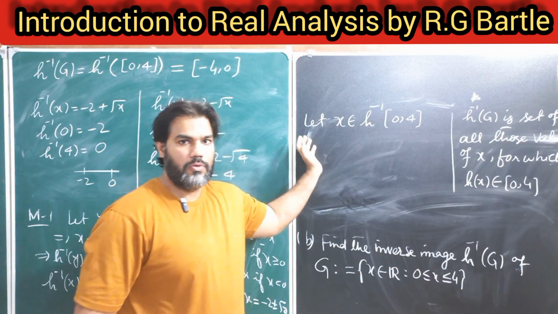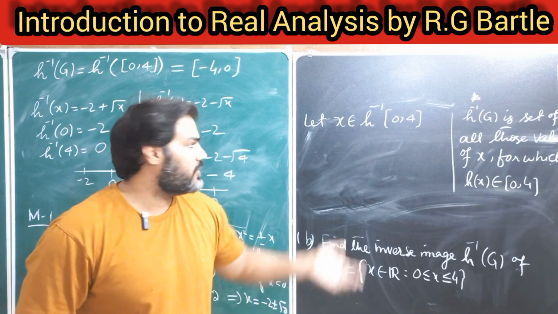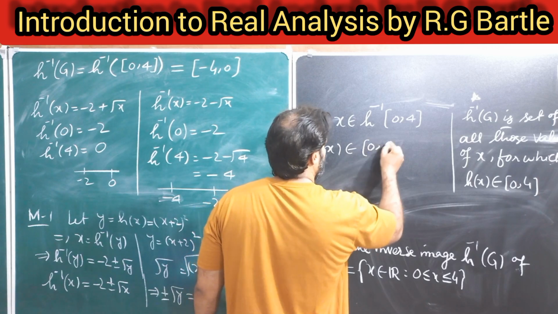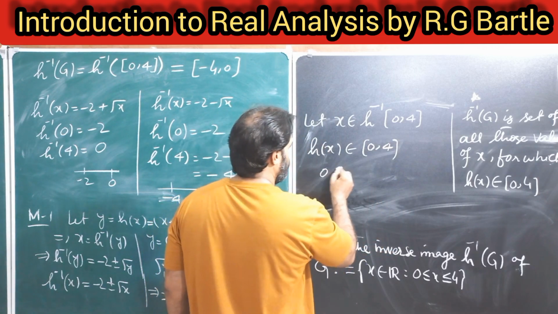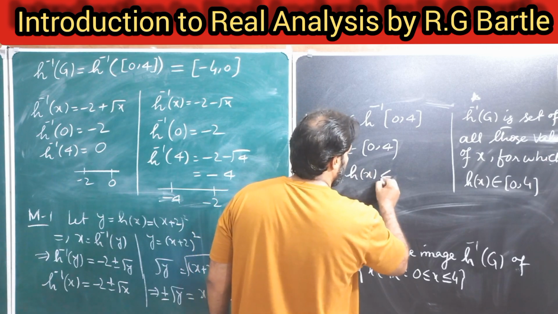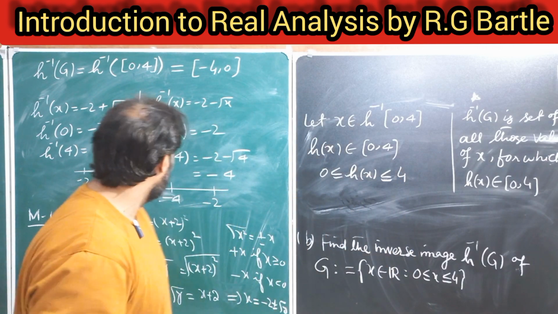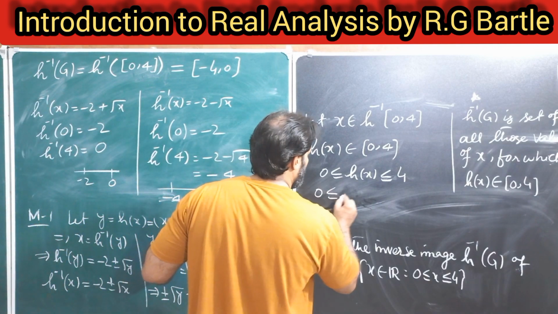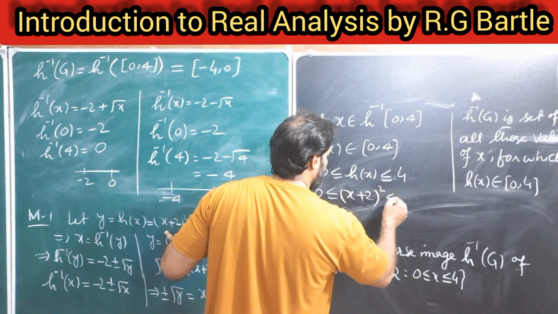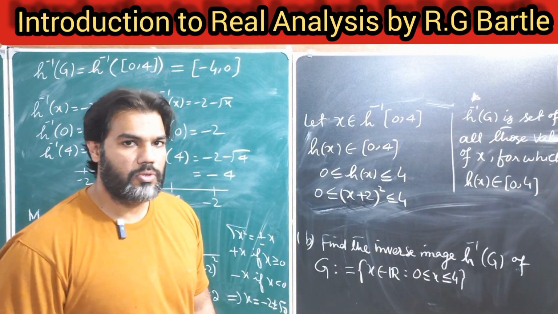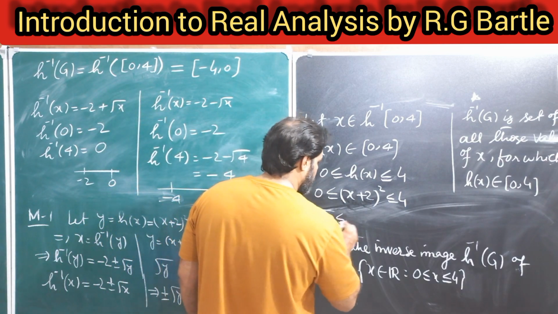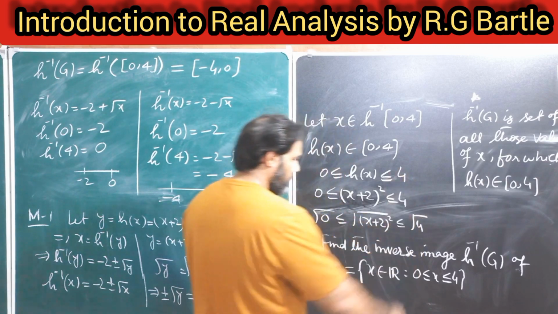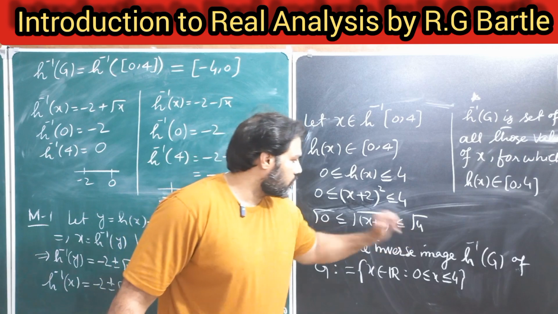So by shifting H inverse to the left side, or in mathematics language, by taking H on both sides, we have H of x belongs to 0 to 4. We can write it as 0 less than or equal to H of x less than or equal to 4. What is H of x? Our H of x is x plus 2 whole square. 0 less than or equal to x plus 2 whole square less than or equal to 4. By taking square root on both sides, we have square root of 0 less than or equal to square root of x plus 2 whole square less than or equal to square root of 4. Square root of 0 is 0, square root of 4 is 2.